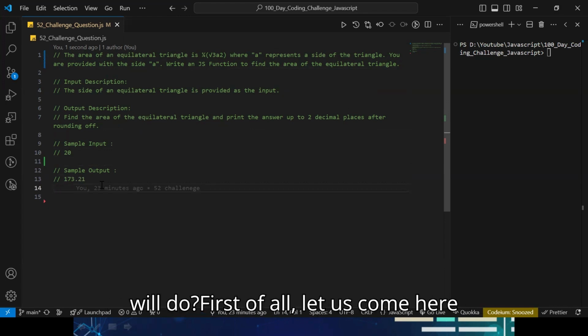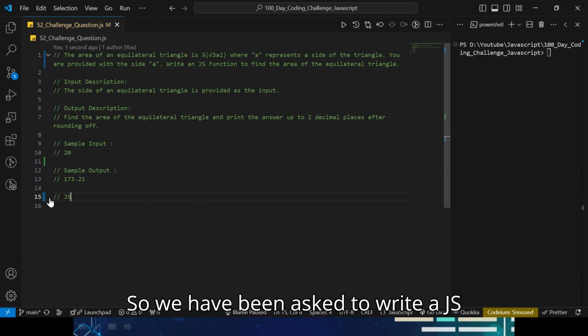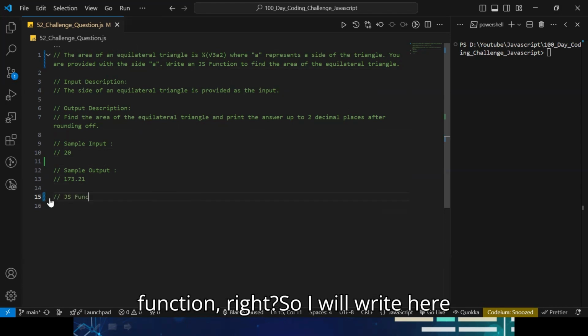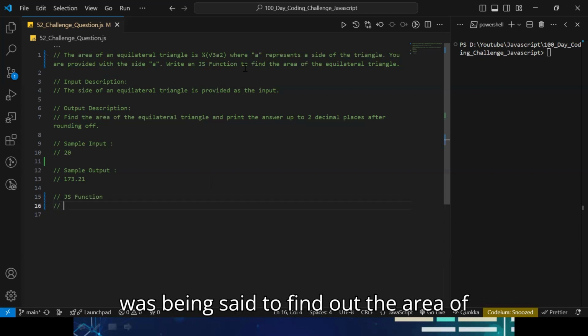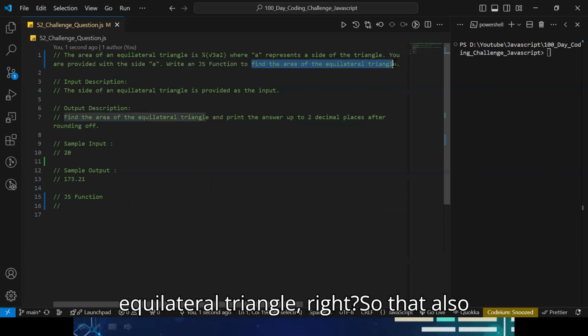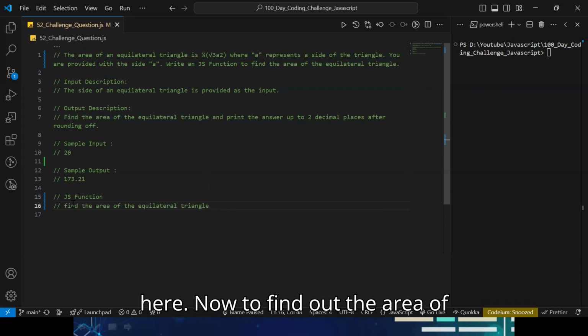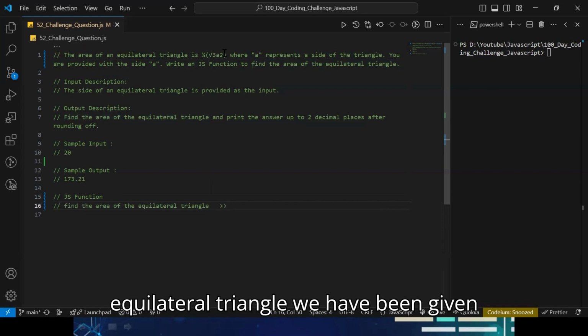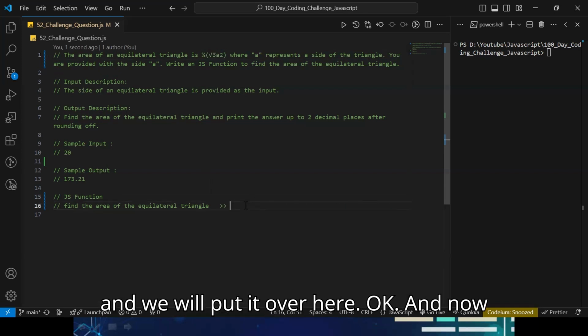Now first of all, let us break down this question. We have been asked to write a JS function, right? So I will write here JavaScript function. After that, it was said to find out the area of equilateral triangle, right? So that also I will take and put over here. Now to find the area of equilateral triangle, we have been given this formula. So let us take it and put it over here, okay?